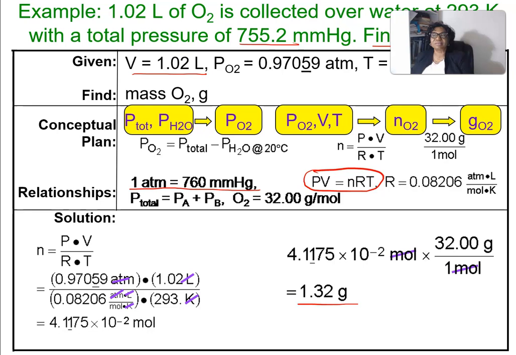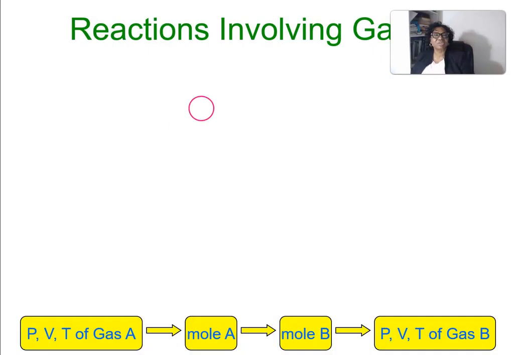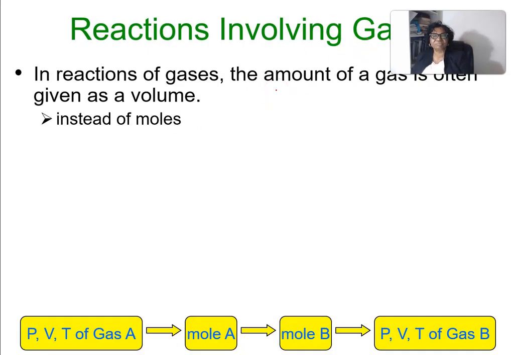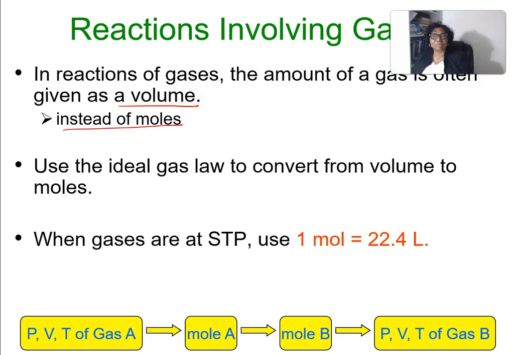Now let's solve problems of reacting gases. Reaction involving gases. Let's look at how we can solve these problems. In a reaction of gases, the amount of gas is often given in volume instead of moles. So we use the ideal gas law to convert from volume to number of moles. When gases are at STP, we use 1 mole equals 22.4 liters of the gas.